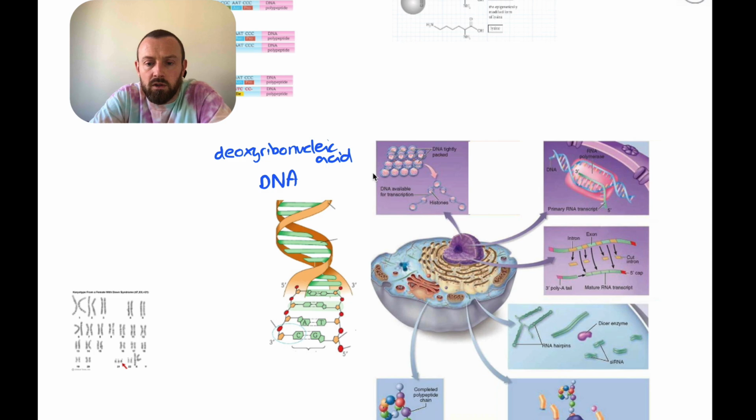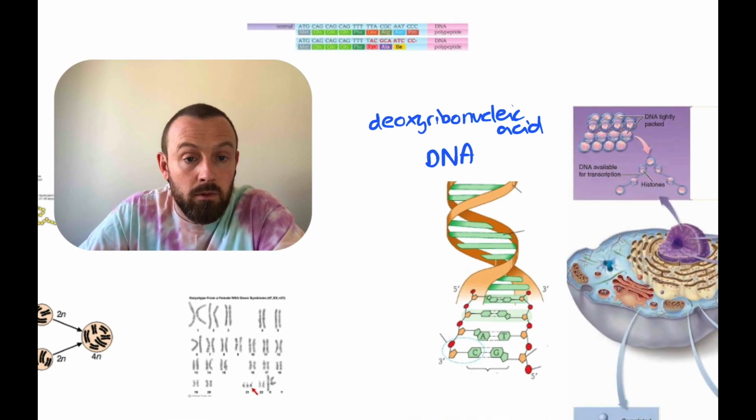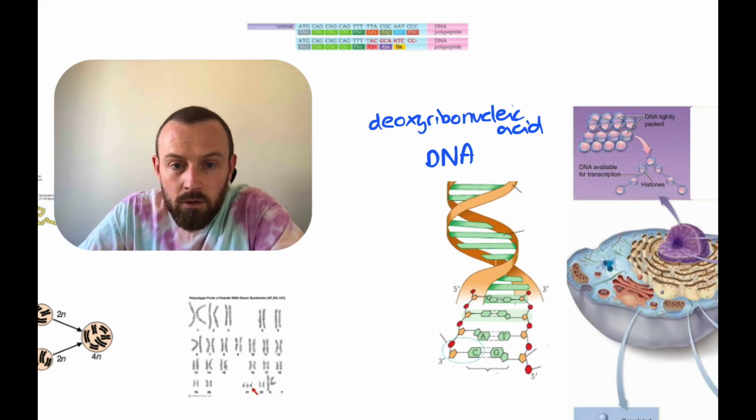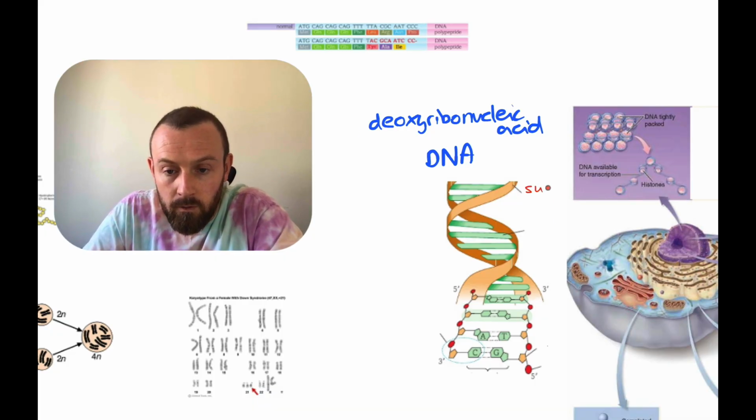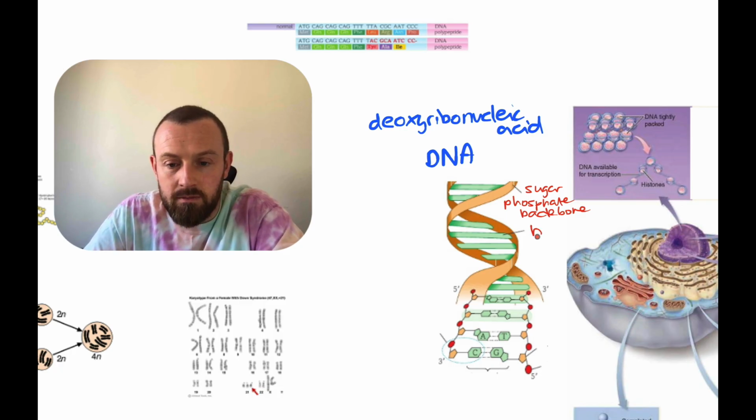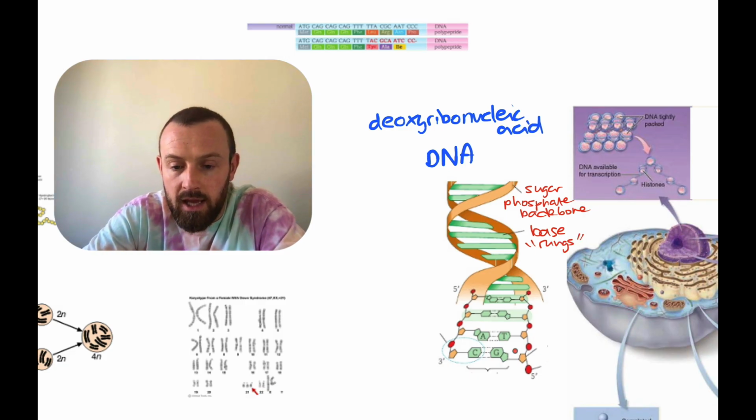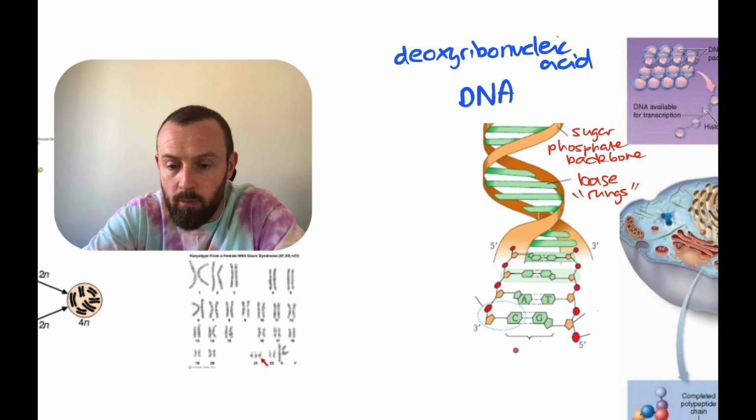So if we zoom in and look at the molecule in a bit more detail, we've got the sugar phosphate backbone. Let's label it in a different color now. Over here, sugar phosphate backbone. We've got the bases, and sometimes they're called the rungs of the ladder. And then if we look here, we can see which bases match up with each other.